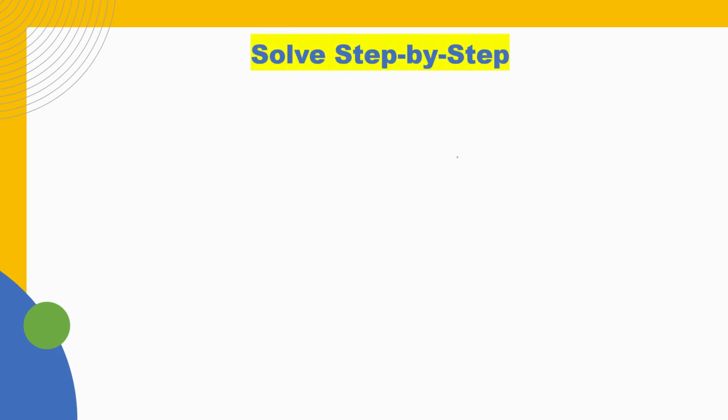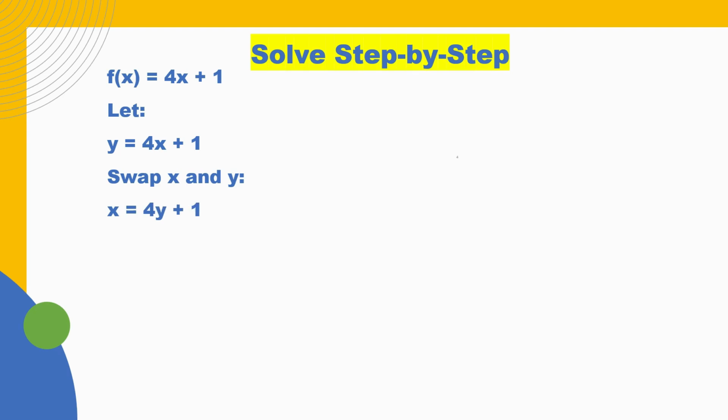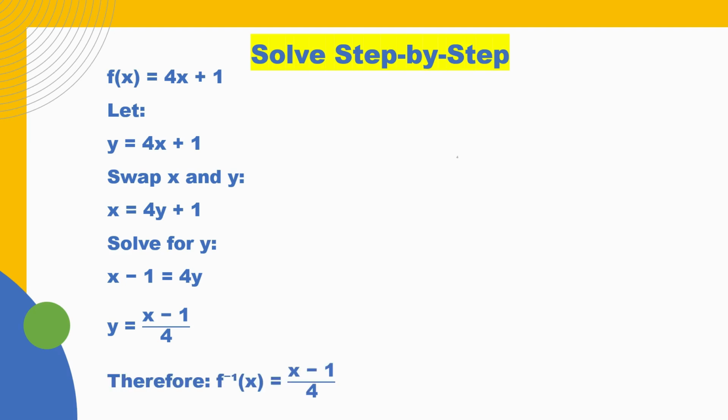Let's first find the inverse function for f(x). Here f(x) is equal to 4x + 1. So let y = 4x + 1. Now swap x and y. So we have x = 4y + 1. Now solve for y. So we get x - 1 = 4y. Then divide both sides by 4. So we have y = (x - 1)/4. And therefore the inverse function of f(x) is (x - 1)/4.